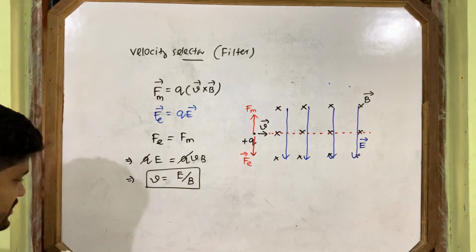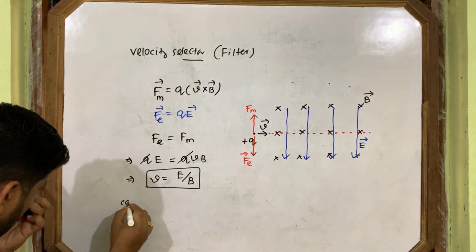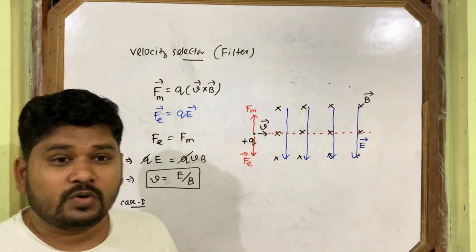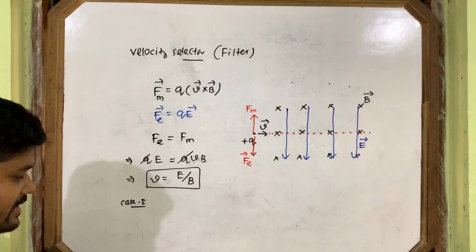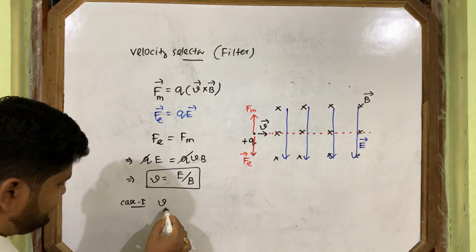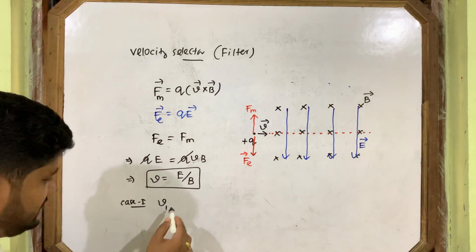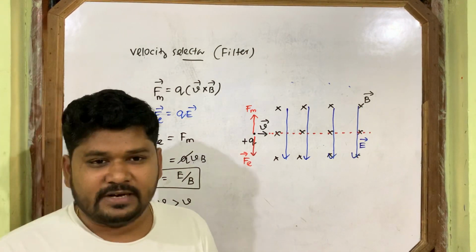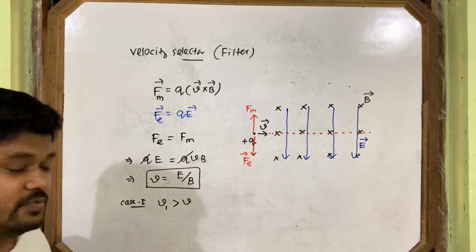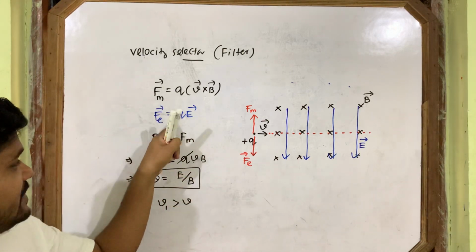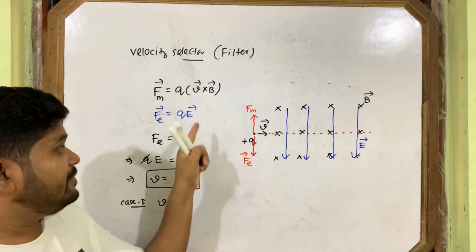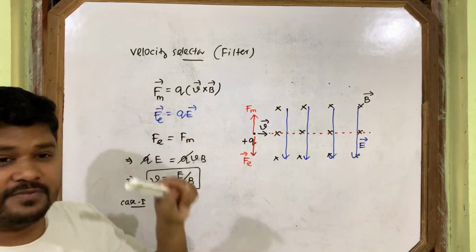Now you come to case 1. Suppose the velocity is more than this velocity. Let's take velocity v1. With velocity v1, suppose it enters, which is more than your undeflected velocity. If the velocity is more, then which force depends on velocity? Electric or magnetic? Magnetic force. If the velocity increases, then the magnetic force will increase.